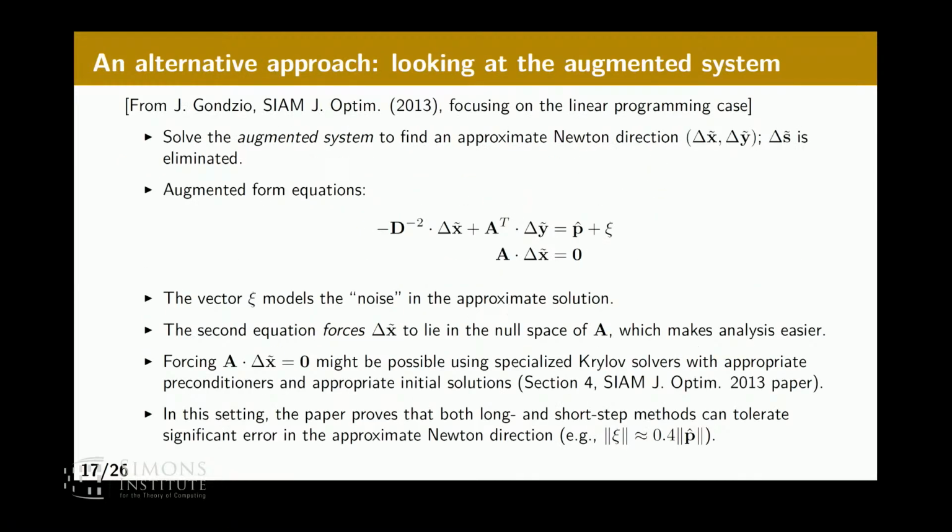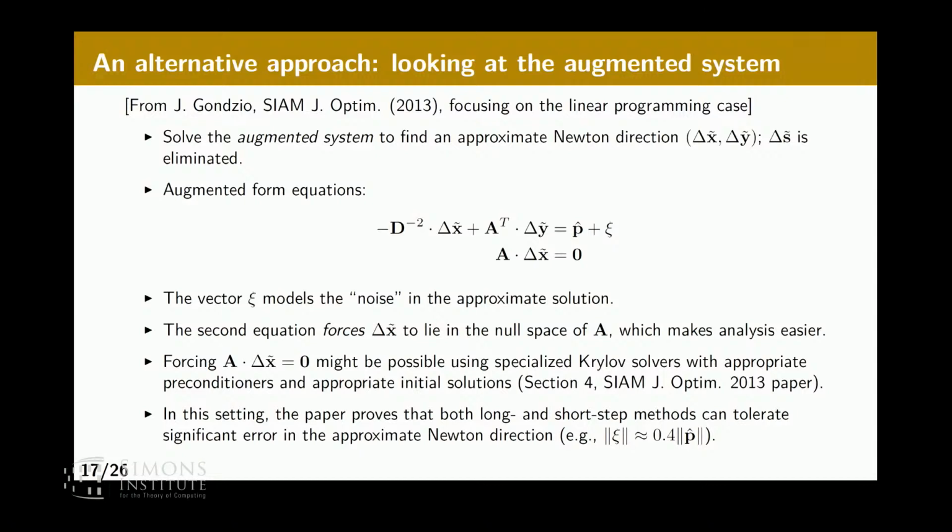I was giving this talk a couple of months ago in front of a gang of optimizers, and Jacek Gondzio pointed me to this paper of his where they are not solving the normal equations. They are looking at the so-called augmented system, which is this system here. It's equivalent to the previous one, but they solve this system for delta y tilde and delta x tilde at the same time.